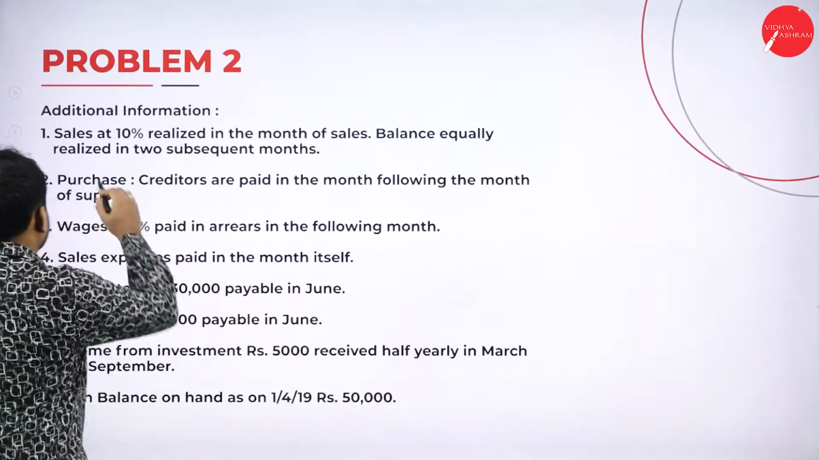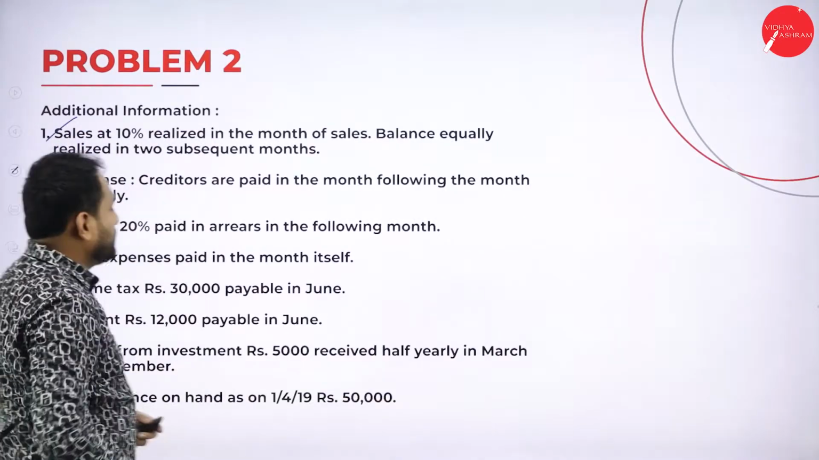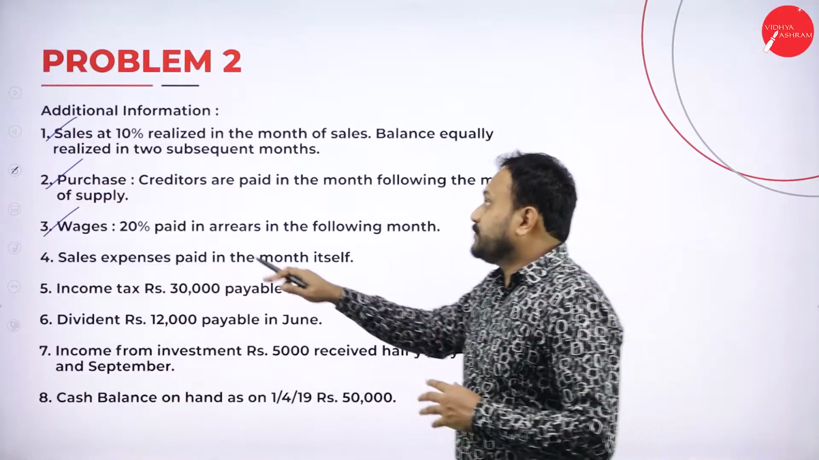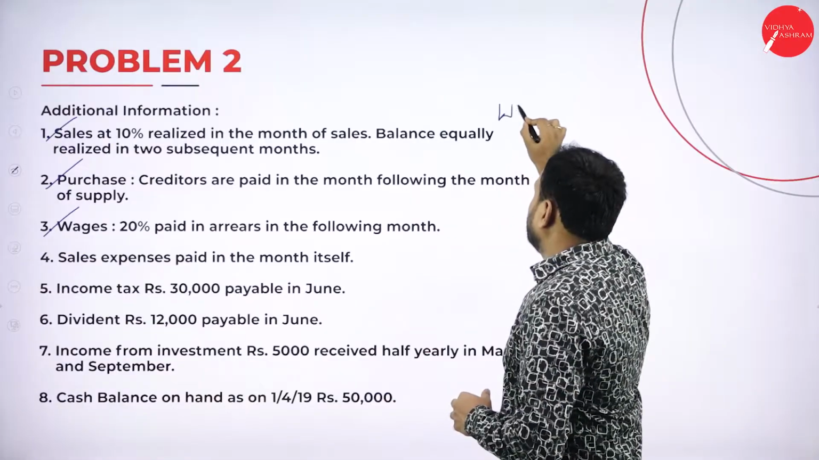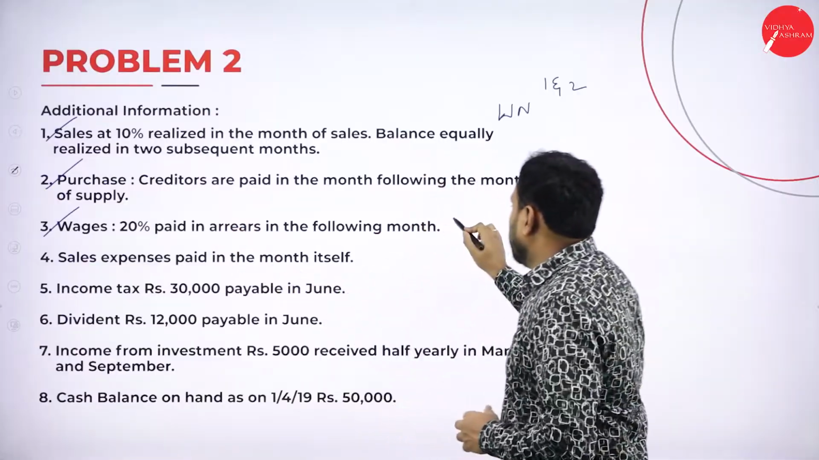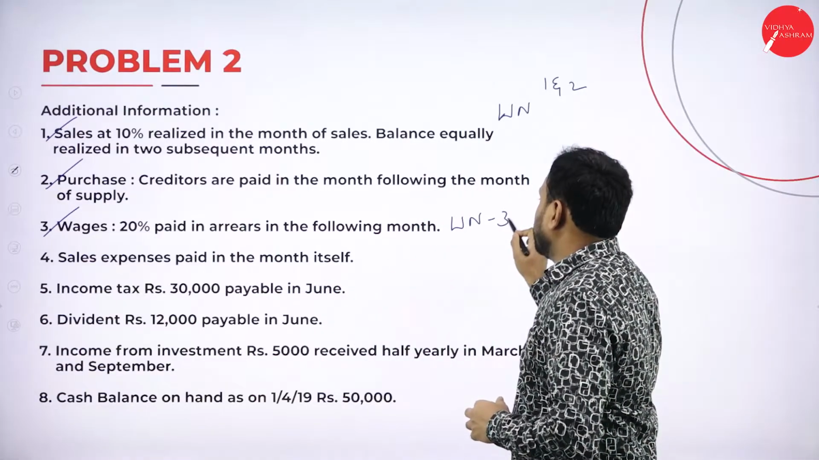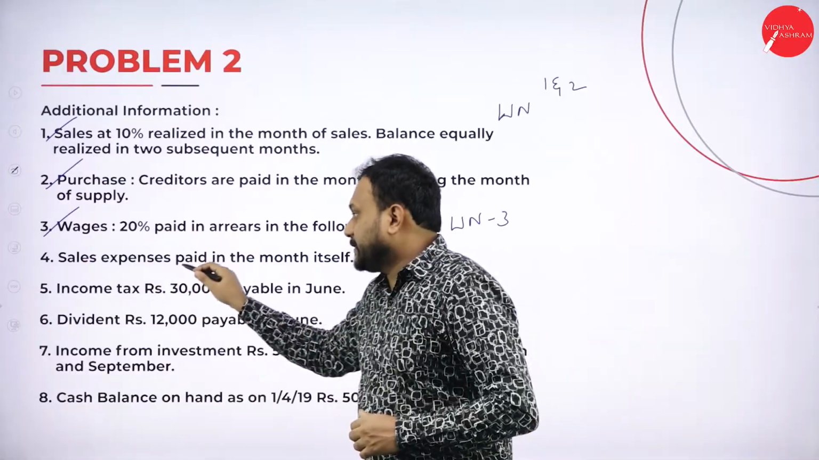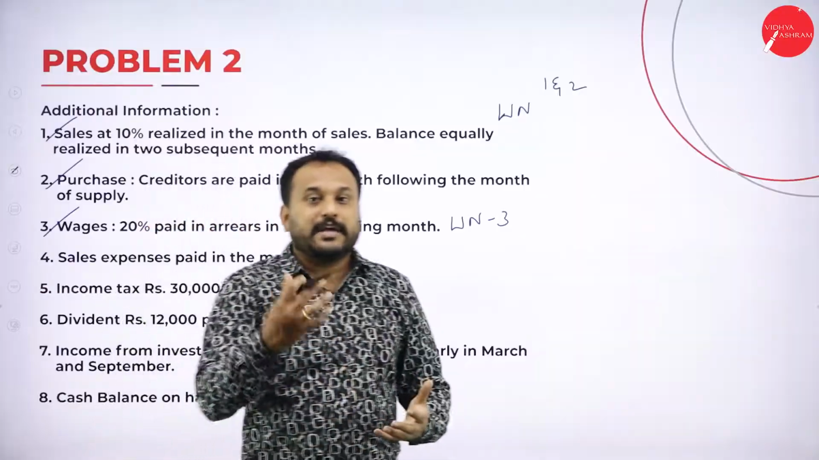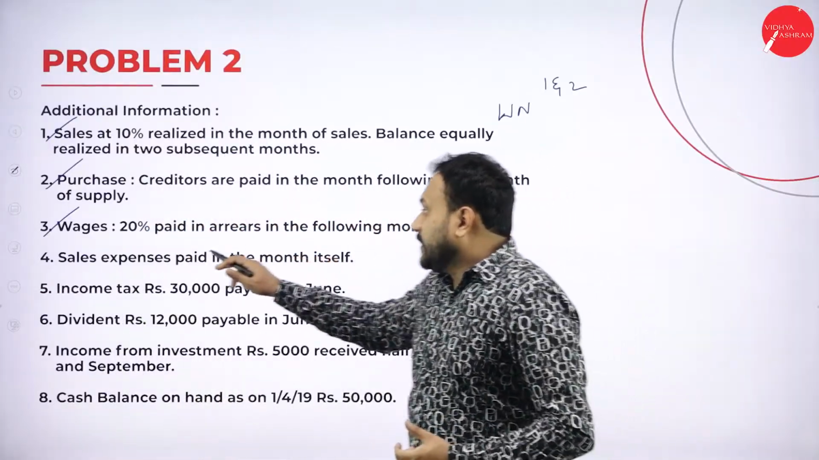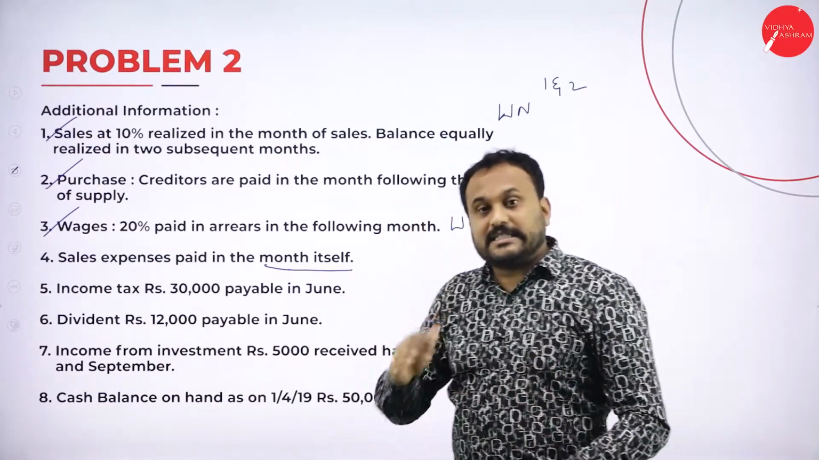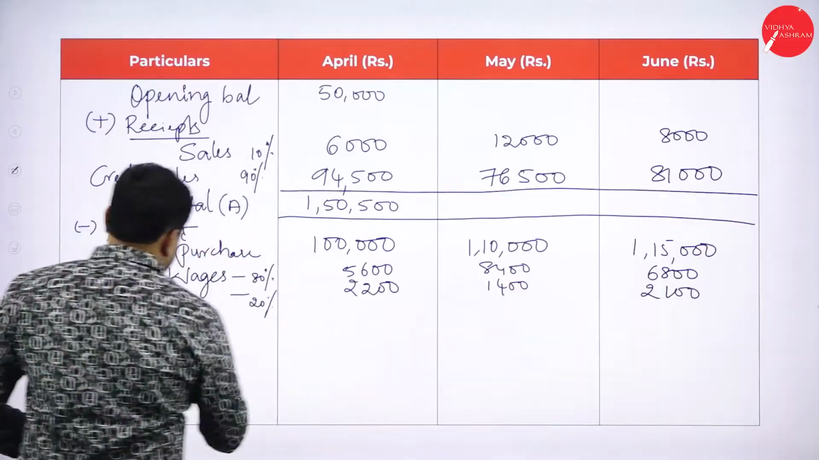Now I'm done with sales, purchase, and wages. Next, these are the two entries which were very important, for which we had working notes. We had two working notes here, that is 1 and 2. Then we had one working note, that is number 3. So the next one is sales expenses paid. Now what is the sales expenses? Sales expenses is also a payment, made in the month itself. So whatever the sales expense is, it is paid in the same month.